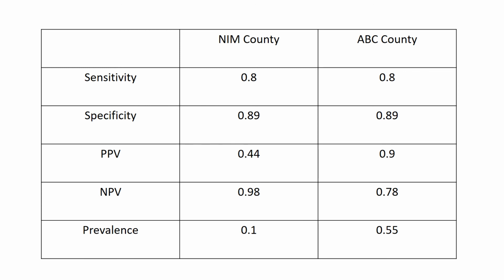We said that when your pretest probability is higher, in this case, when the prevalence of the disease in the population is higher, your PPV increases and your NPV decreases. And you can say the opposite. When your pretest probability is lower, your PPV is lower and your NPV is higher. And we see this just based on these two examples.